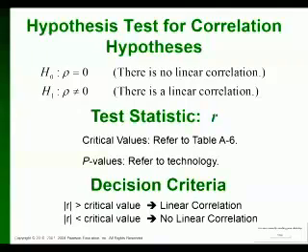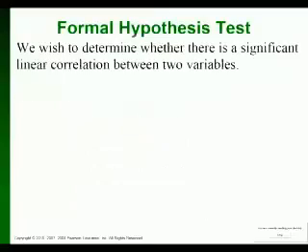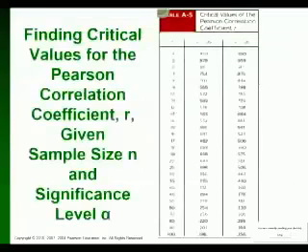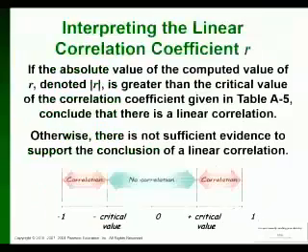-2 and +2? Anything inside that was not unusual. Anything outside that was unusual. Similarly, for critical values, if we put our critical values on a number line and then our R value falls between those critical values, then there is no linear relationship.